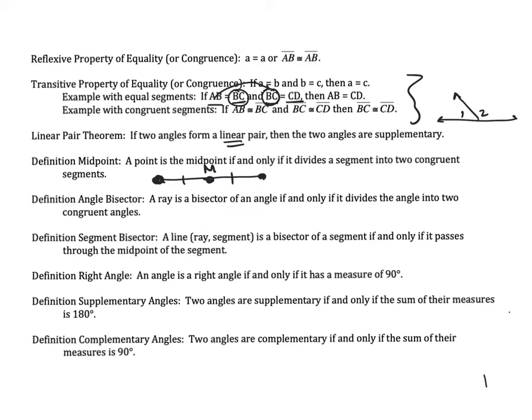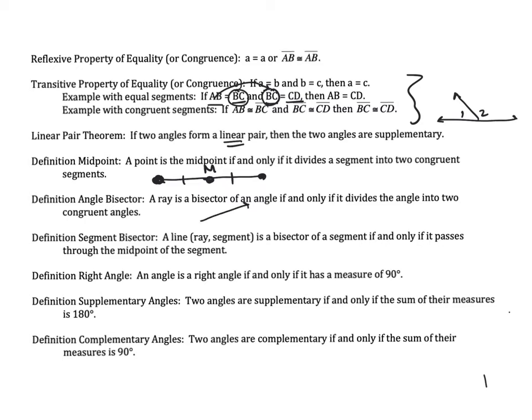We could turn that around and say, hey, if a point divides a segment into two congruent segments, then it's a midpoint. And we could use the contrapositive and the inverse too. Generally, we use the inverse and converse with biconditionals and definitions most of the time. Definition of angle bisector. Again, there's that if and only if. Every definition can be a biconditional, a true biconditional.